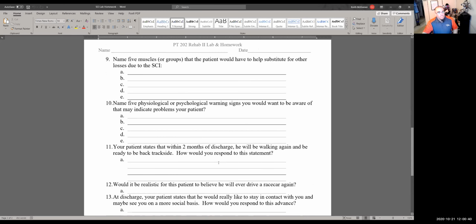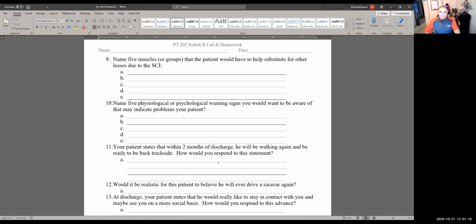What kind of warning signs are you looking for, physiological or psychological, that you might want to be aware of? Dizziness, good. Depression, pain. What about new muscle loss? That'd be another one, right? Suddenly now he loses more of his core. Or something, now he's got loss of a finger. Those are the things that are going to be warning signs that we're watching for this patient.